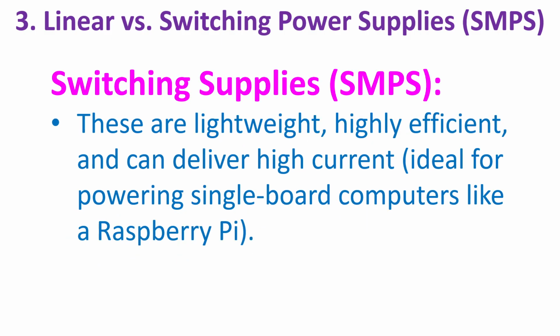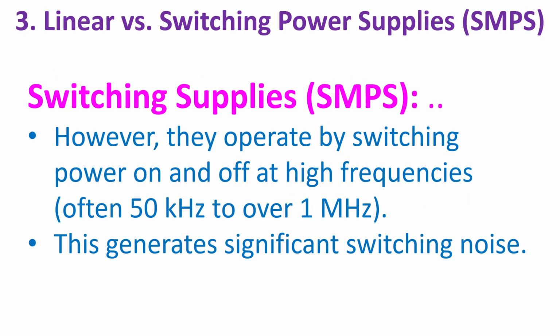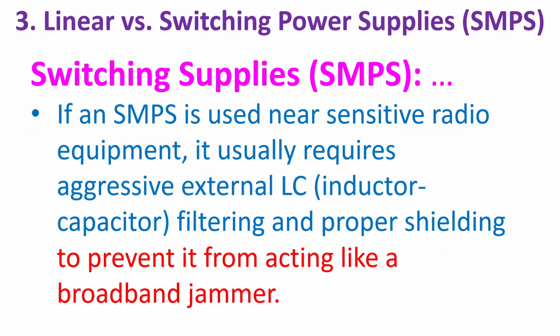Switching supplies, SMPS. These are lightweight, highly efficient and can deliver high current, ideal for powering single board computers like a Raspberry Pi. However, they operate by switching power on and off at high frequencies, often 50 kHz to over 1 MHz. This generates significant switching noise. If an SMPS is used near sensitive radio equipment, it usually requires aggressive external LC, inductor capacitor, filtering and proper shielding to prevent it from acting like a broadband jammer.